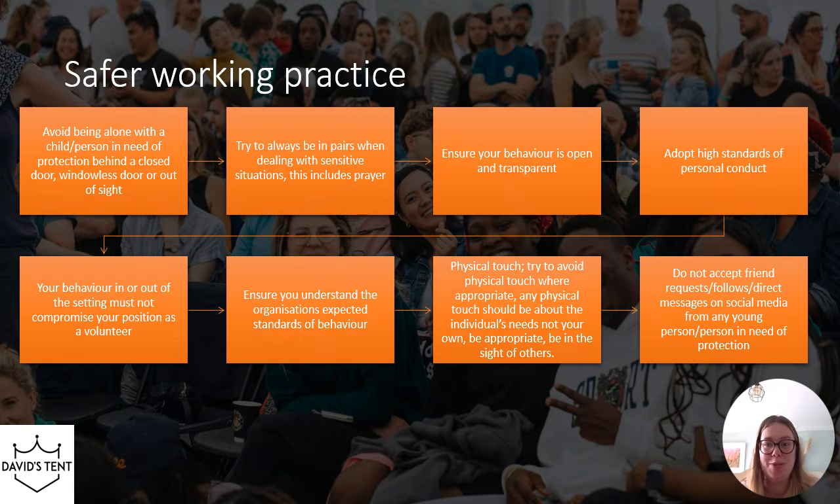So just some top tips to help you as you're going about, keeping yourself and others safe. Number one, avoid being alone with a child or person in need of protection behind a closed door, which is quite difficult seeing as we're camping, but don't go into a tent with them on their own or anywhere that's kind of out of sight. Just be visible and be open. Try to always be in pairs, maybe when dealing with a sensitive situation, just so that you're protected and there's somebody else with you as well.